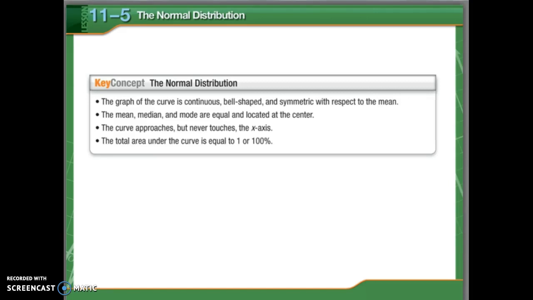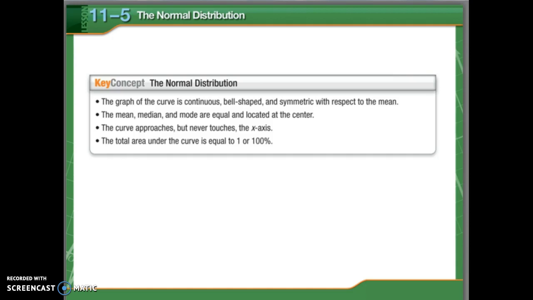We're going to start off with the definition of what a normal distribution is. There's 4 points for this again, just like there were 4 points for the binomial distribution in the previous lesson. The first point for the normal distribution is that the graph of the curve is continuous, bell-shaped, and symmetric with respect to the mean. So that means it's centered at the mean and it's symmetric. Like we've looked at in the previous lessons, symmetric versus skewed. This normal distribution is always symmetric.